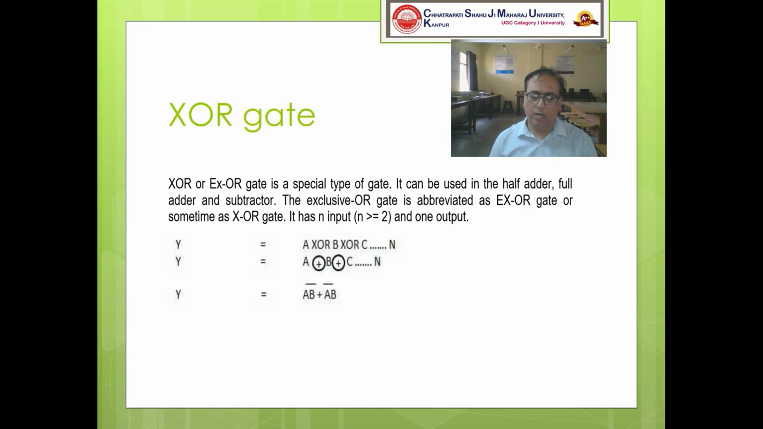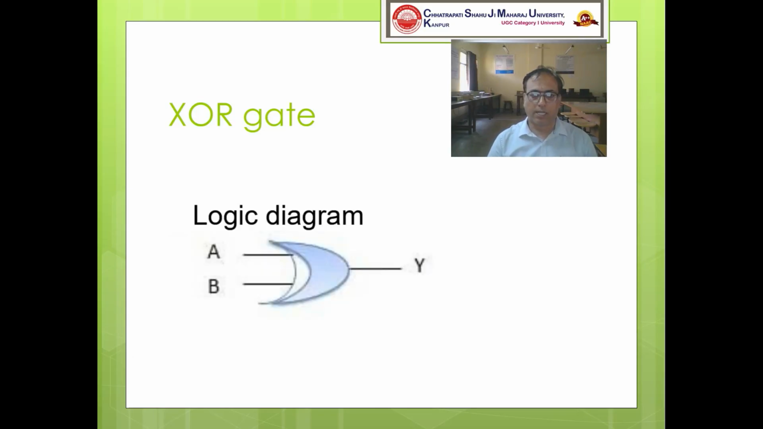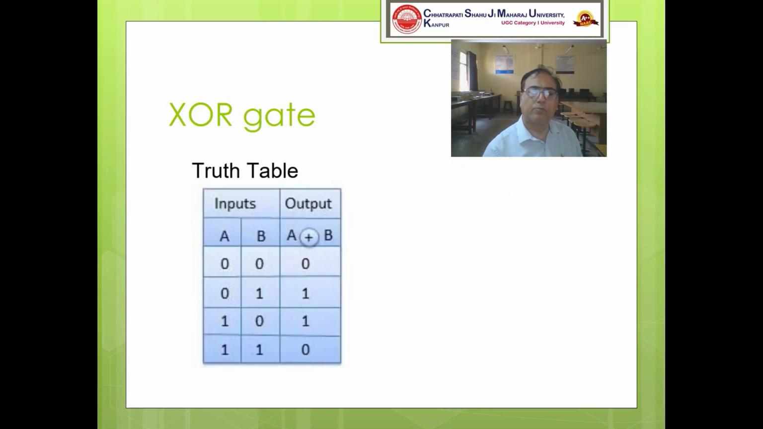For a 2-input XOR gate, the logic expression is Y equals A B bar plus A bar B. The logic symbol for the XOR gate is shown in this figure. It almost resembles the OR gate, with the exception that it has an additional curve at the end, so 2 curves at the end.